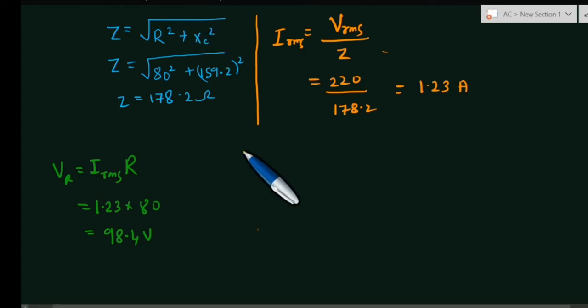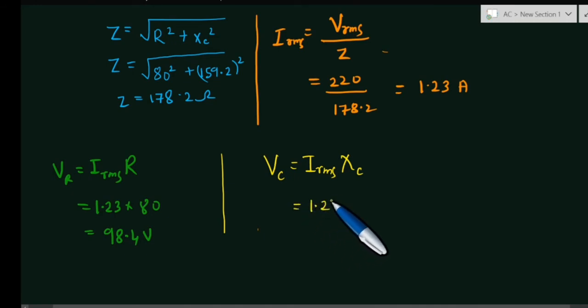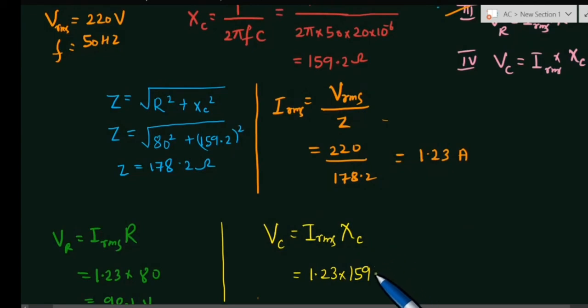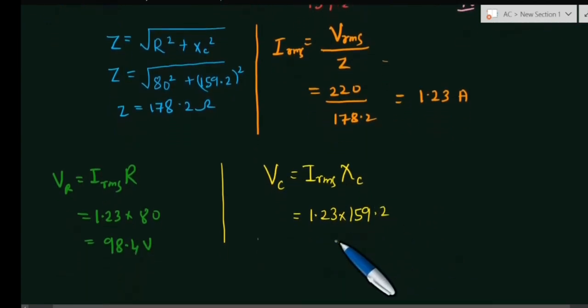And next, the voltage across the capacitor they are asking. So VC is equal to Irms into XC. So that is equal to 1.23 into XC value, 159.2, and if you calculate this, it comes out to be 195.8 volt. So this is the value of voltage across the capacitor. So we'll see the next question.